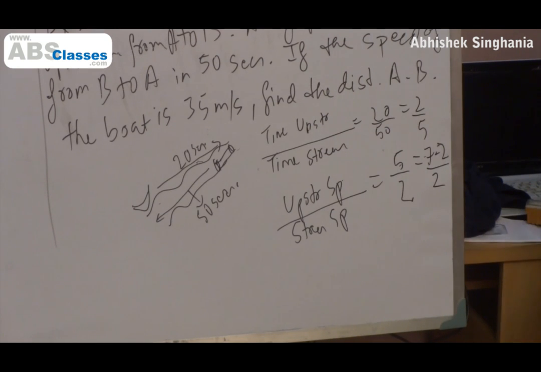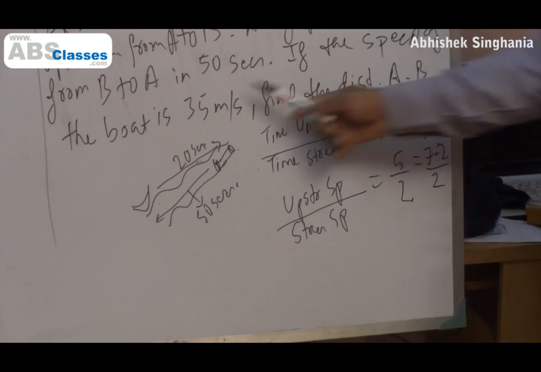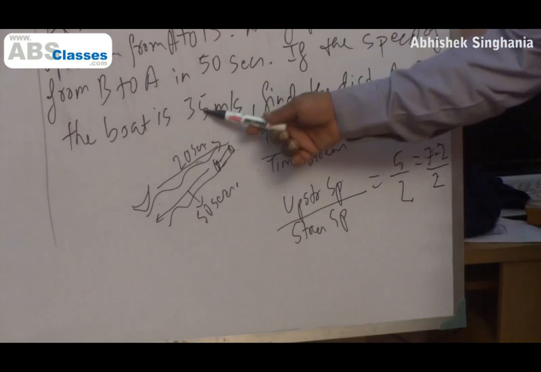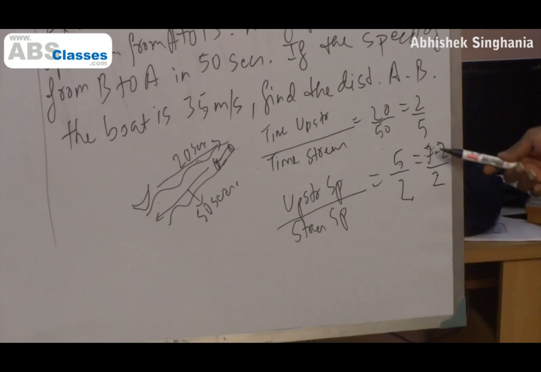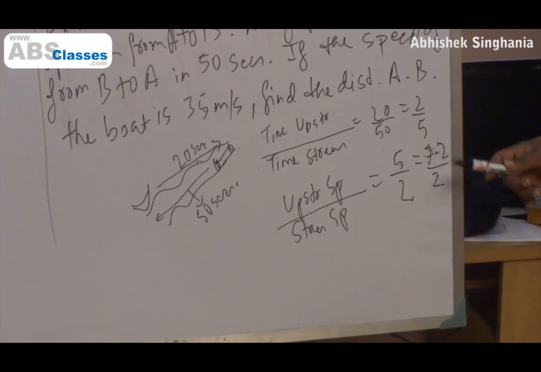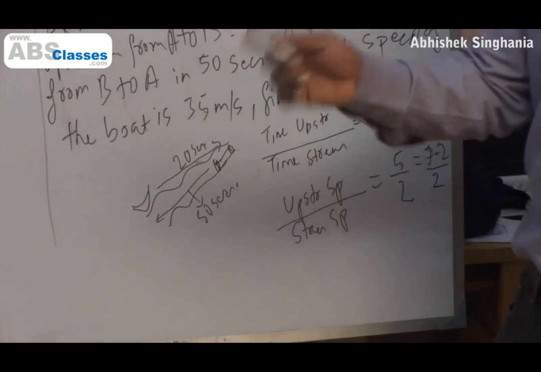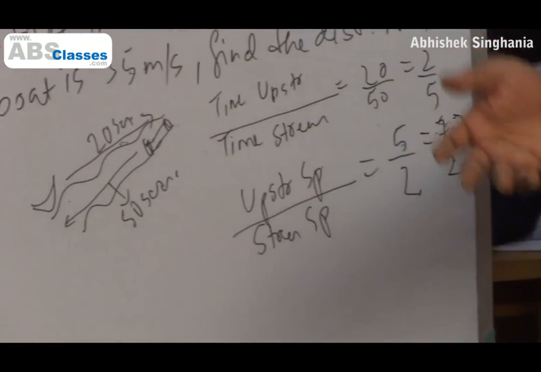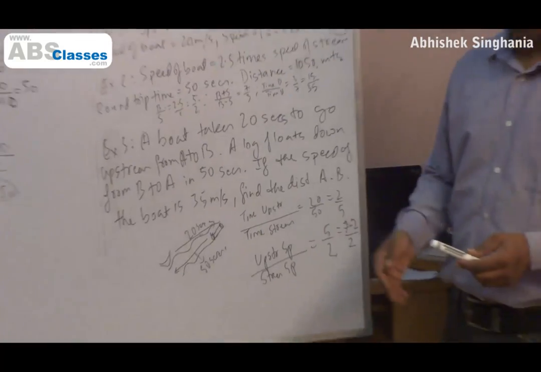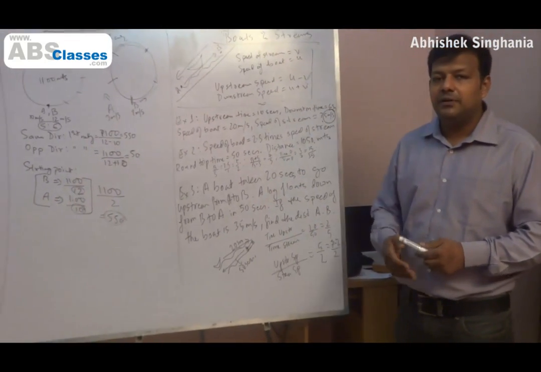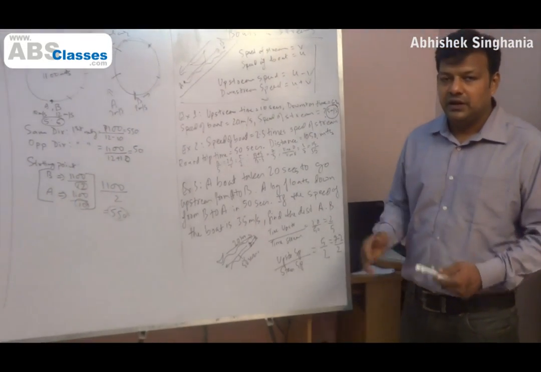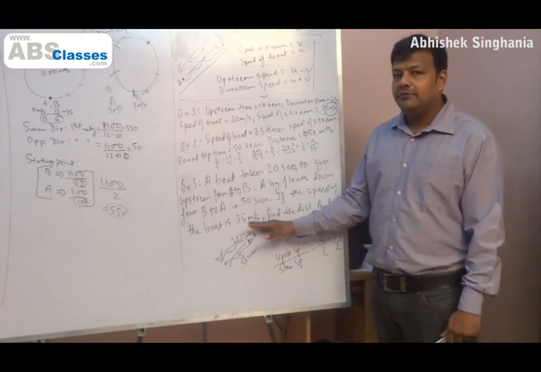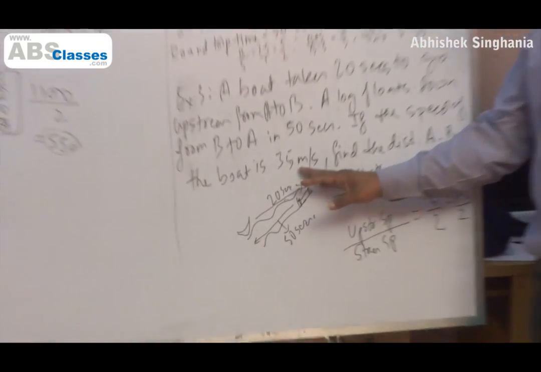Okay. Now, if the speed of the boat is 35, now we know the ratio is 7:2. So the speed of boat is 35, which means 7 into 5, 35. The speed of stream is 2 into 5, 10. So boat is 35, stream is 10. Right? Which means the upstream speed will be 35 minus 10, 25, and downstream speed will be 35 plus 10, 45. So let's take the upstream speed. Upstream speed is 35 minus 10, 25.